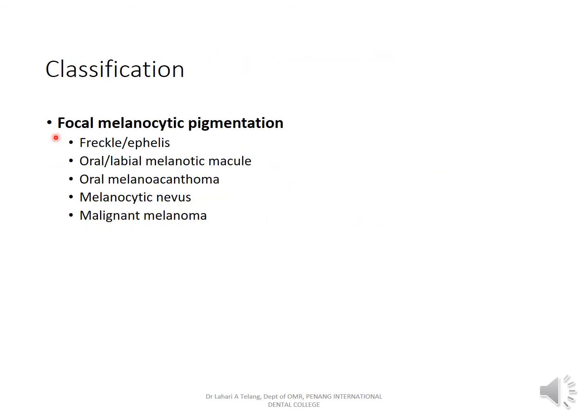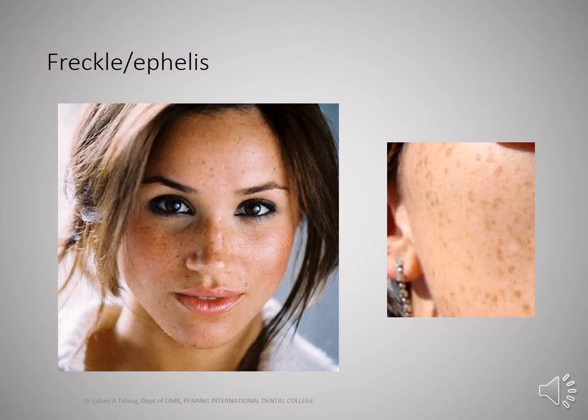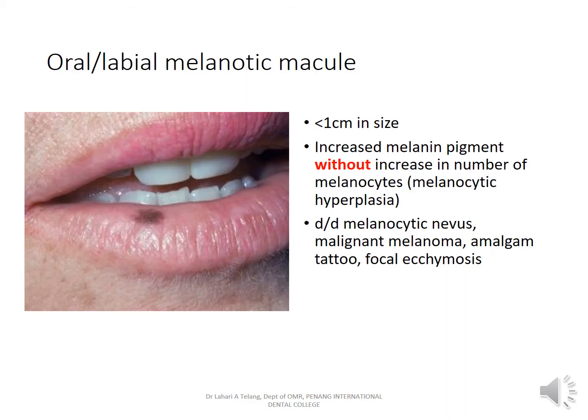Focal melanocytic pigmentations. Examples under this would be freckles or ephelis, oral or labial melanocytic macule, oral melanoacanthoma, melanocytic nevus, and malignant melanoma. Let's look at each one of these in detail. Freckles are what we see on persons, generally fair-skinned individuals or Caucasian or even people of mixed origin, and are mole-like and hard to get rid of. So that is what freckles are.